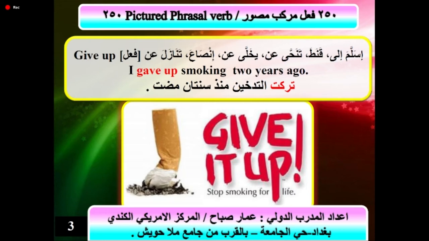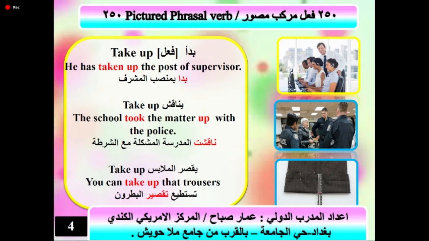Next one we have take up. Take up has three meanings, ثلاث معاني. The first one is to start. The second one is to discuss. The third one is to cut clothes, يقصر ملابس. The first one means يبدأ. I took up, أنا بدأت, my new project, مشروع جديد. I took up my new lesson, أنا بدأت بدرس جديد. So take up means يبدأ.